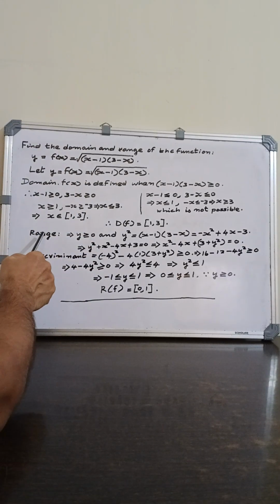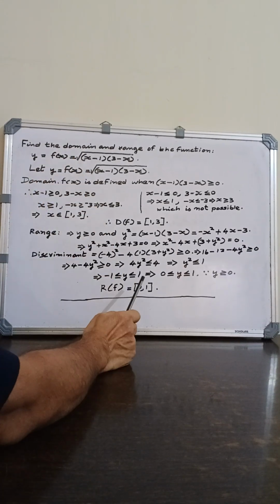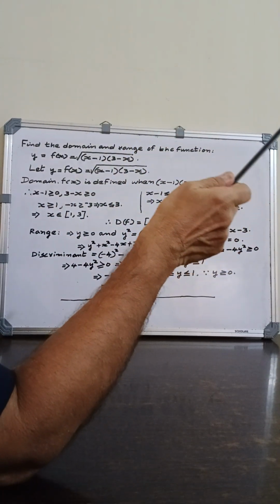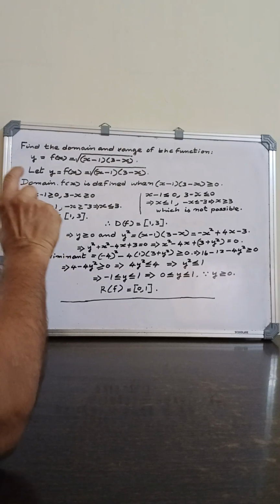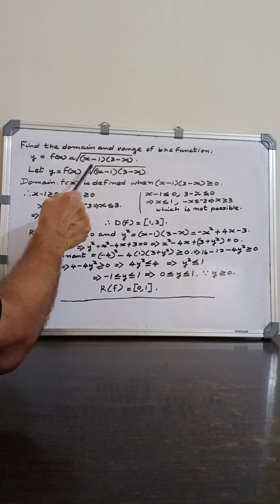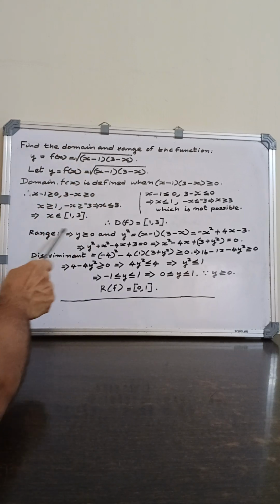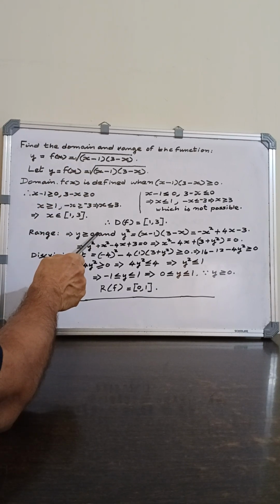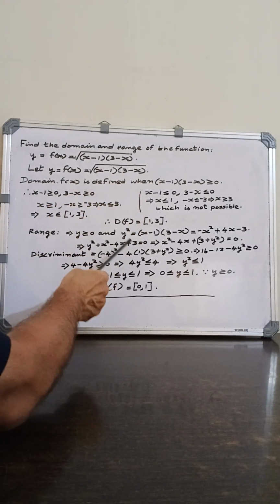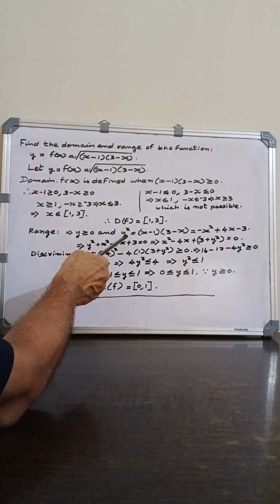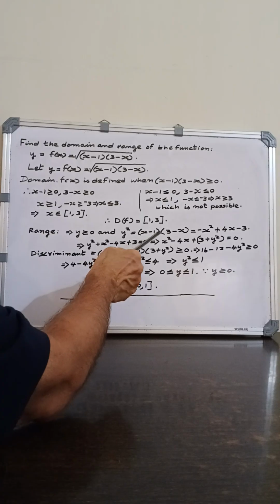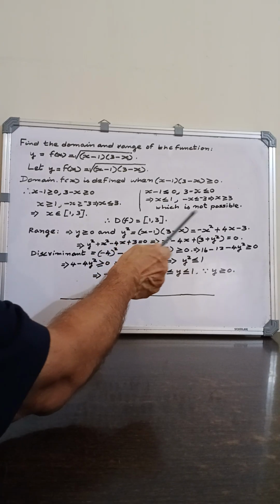Next, we can take the range of the function. Range of a function means the value of y. That is, the total values of y we can consider for f of x here. Range: y greater than or equal to 0. Therefore, y is under the radical sign, so I am squaring this y. y squared equals, the radical sign will vanish, and we will get (x minus 1) into (3 minus x).